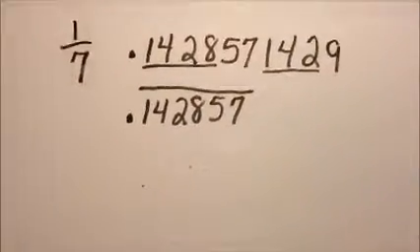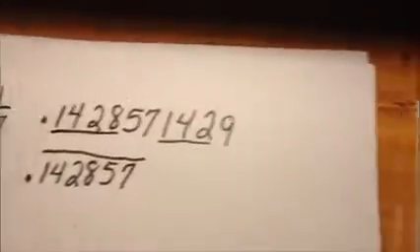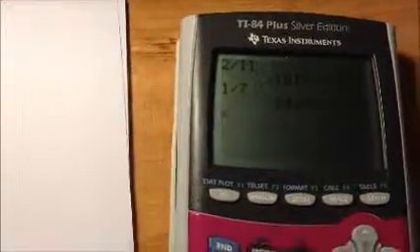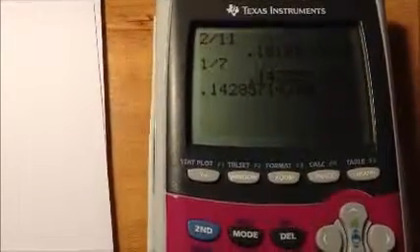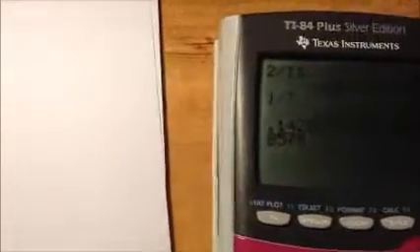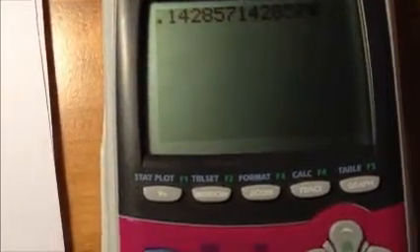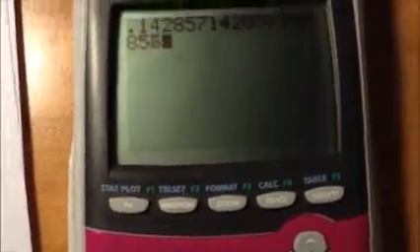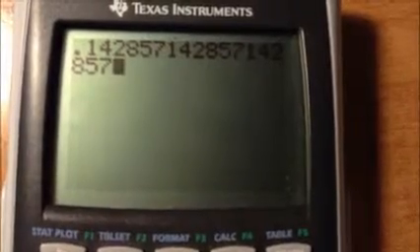Now, let me show you a trick to make sure that you've gotten the right thing. It's 142,857. Now, I'm going to write 0.142857, 142,857, 142,857. Okay, I repeated my number, the repeating part, until it went to the second line.